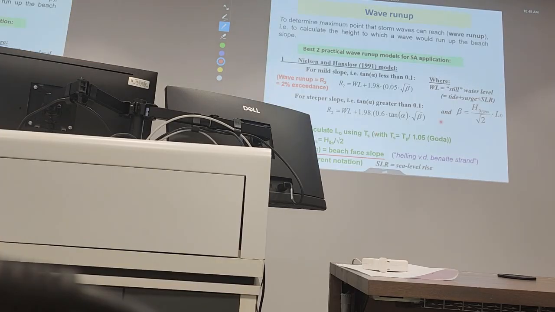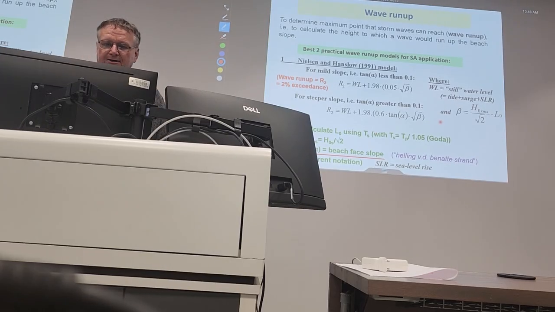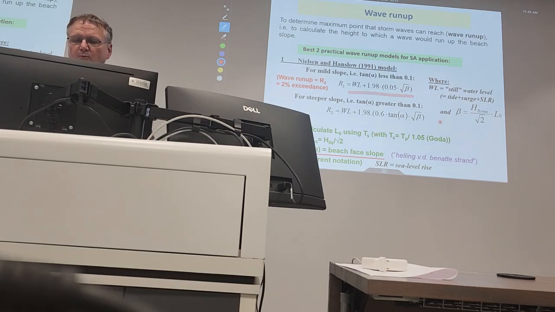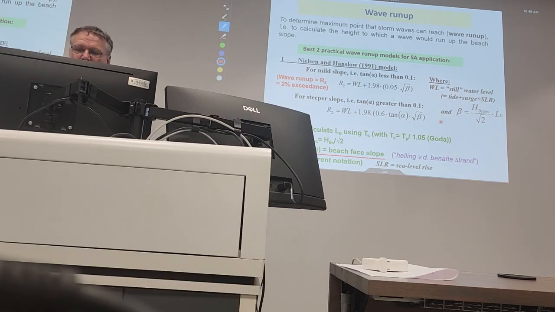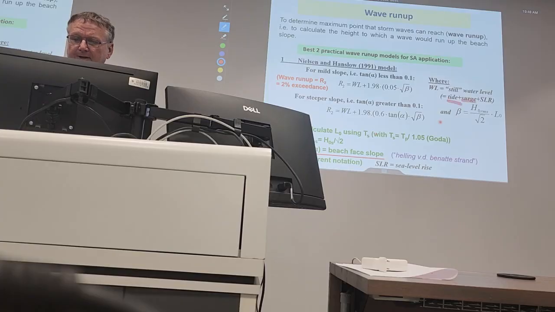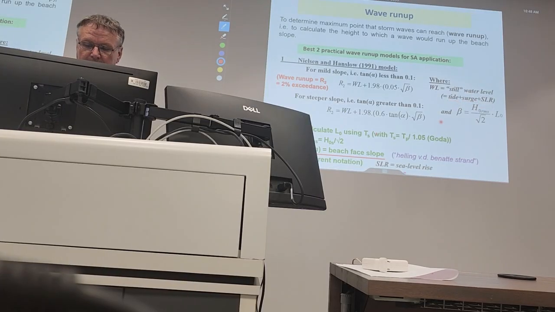Okay, how do we determine this? There's basically two best practices that we can apply in South Africa for that. The first one is the Nielsen and Hanslow equation. So basically this is your 2% exceedance. And this is your equation of, once again, the WL, that's your still water level. So that's your tide, plus your surge, plus your sea level rise, that you're really going to design for, you'll use that.